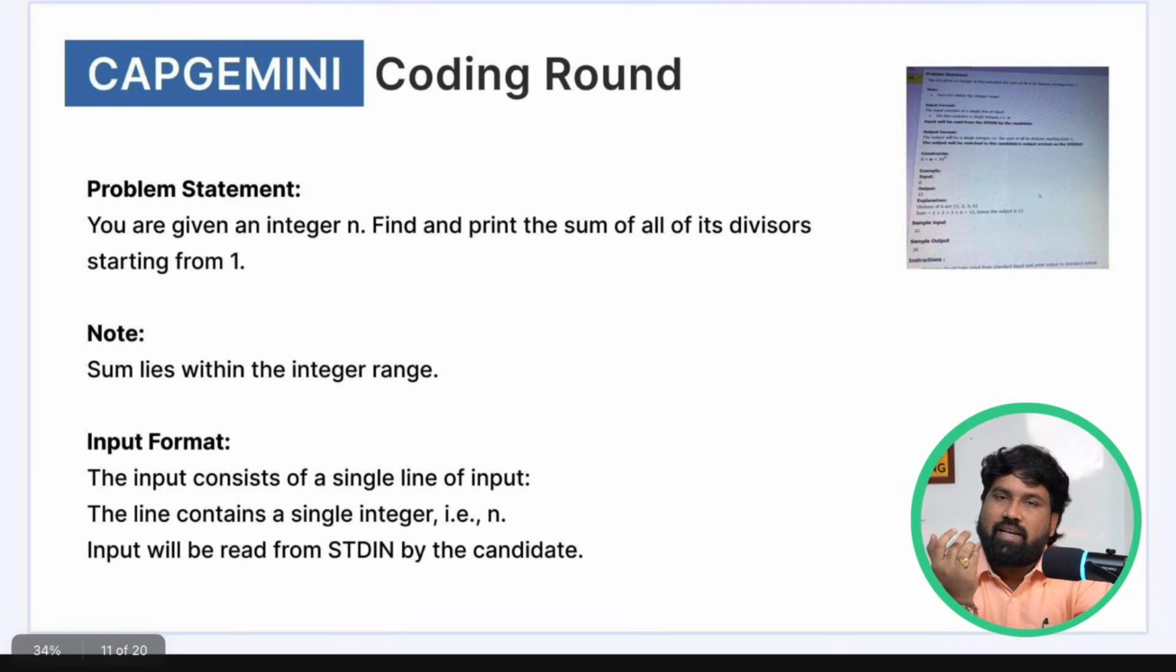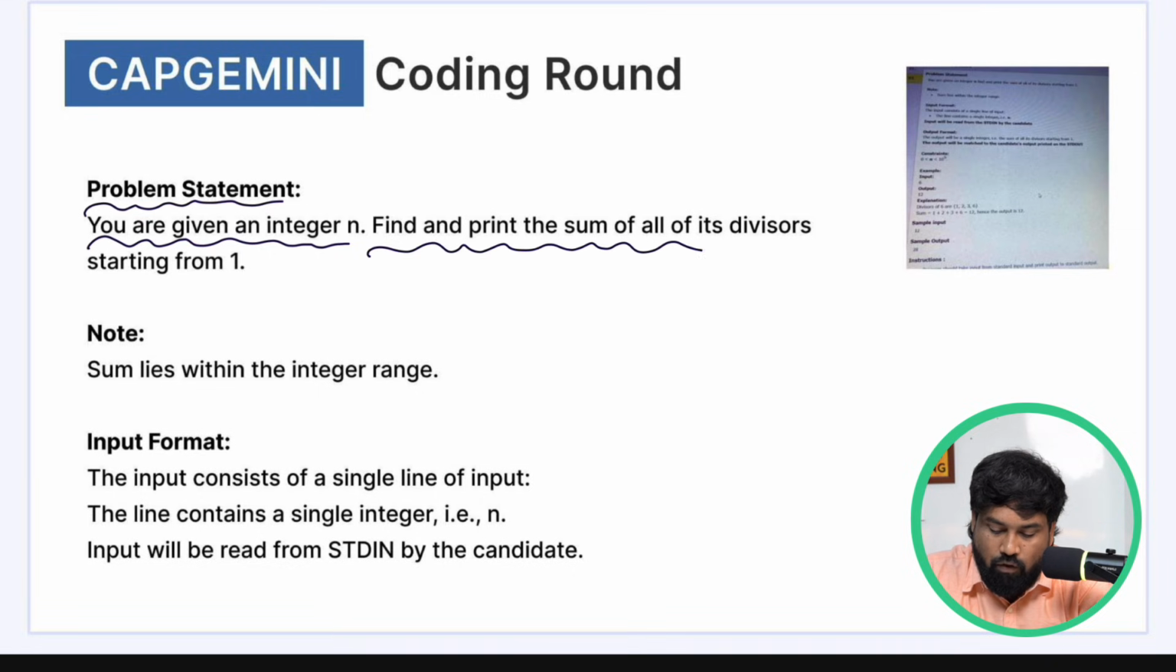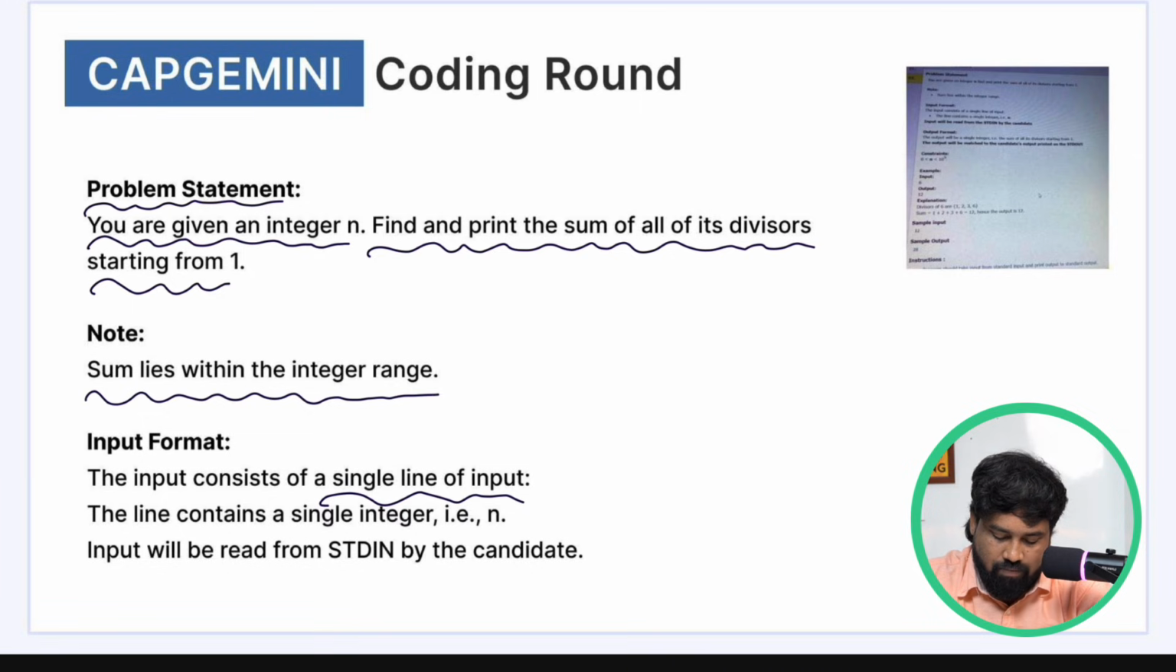Let's go to the next question without any further delay. The problem statement is: you are given an integer n, find and print the sum of all its divisors starting from 1. The sum lies within the integer range. The input consists of a single line containing a single integer, and the input will be read from stdin by the candidate.